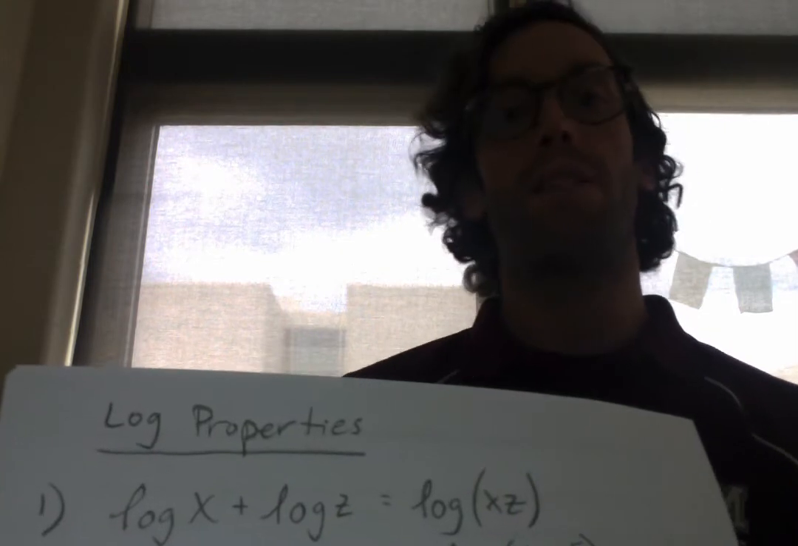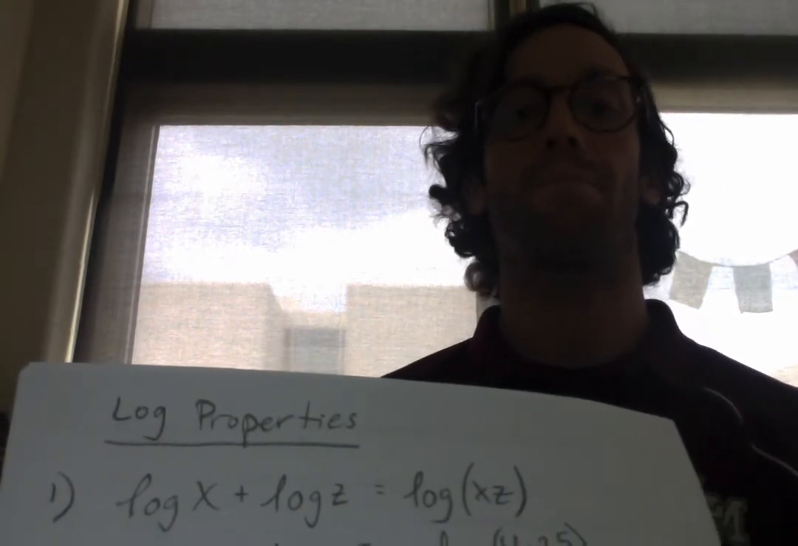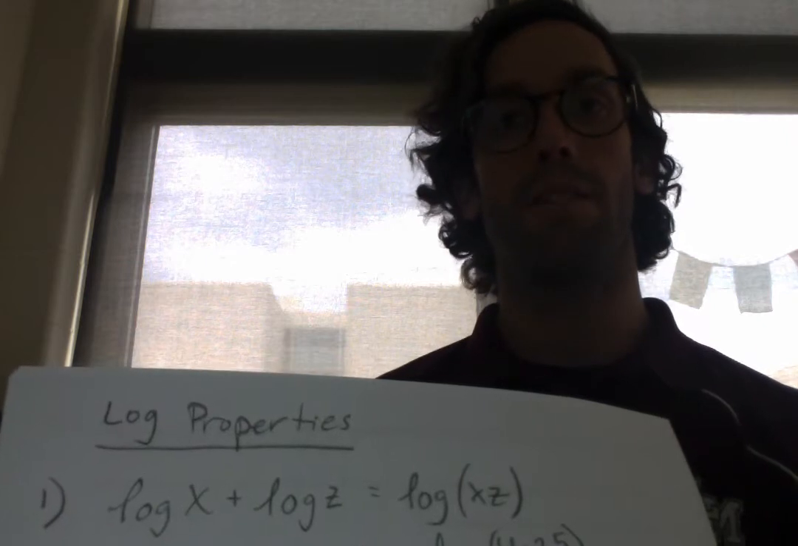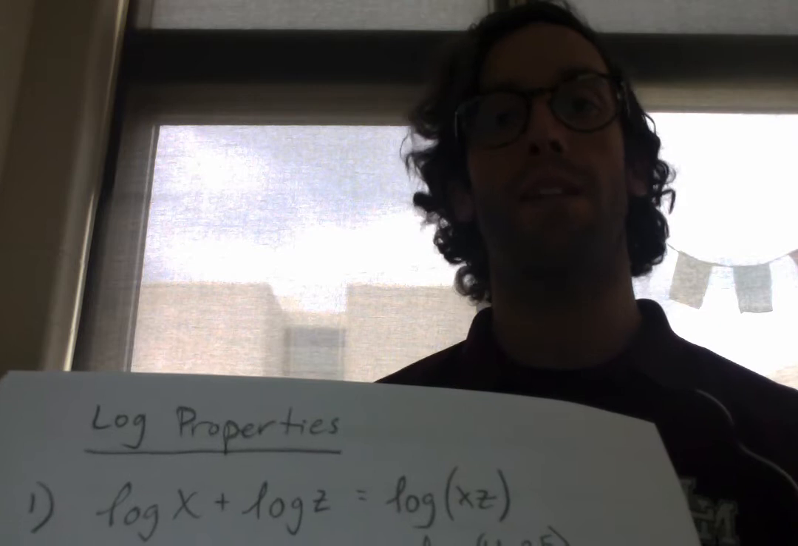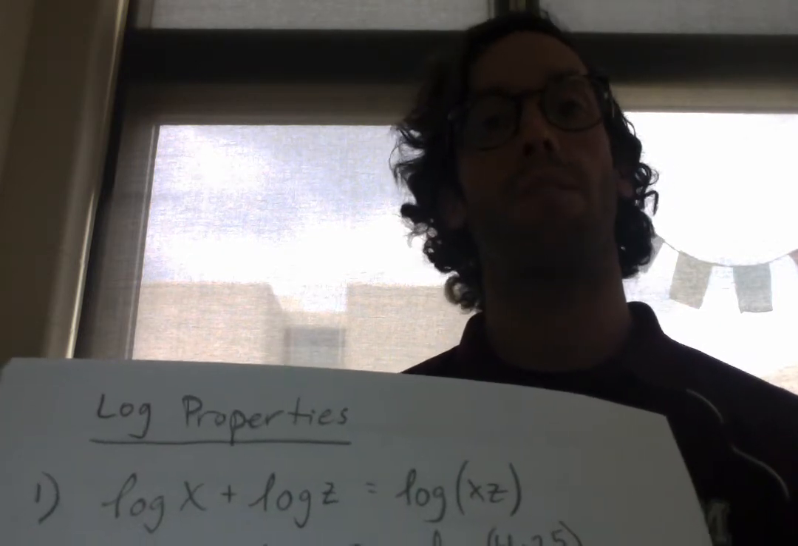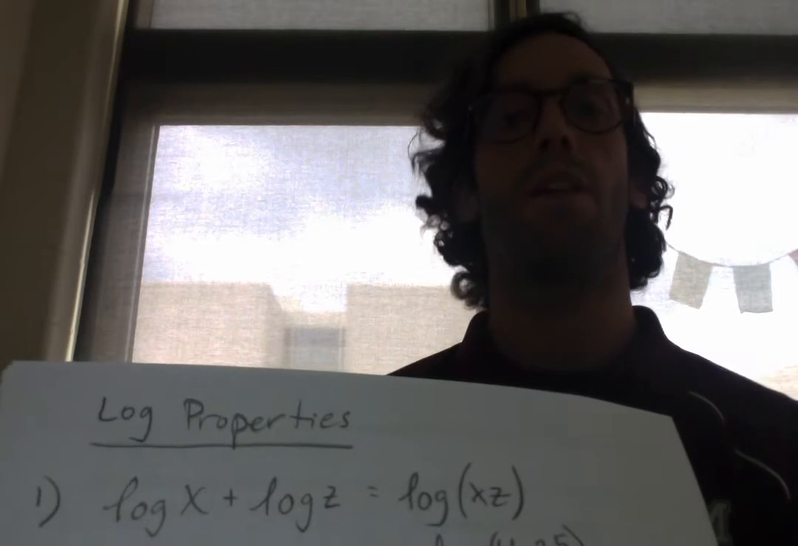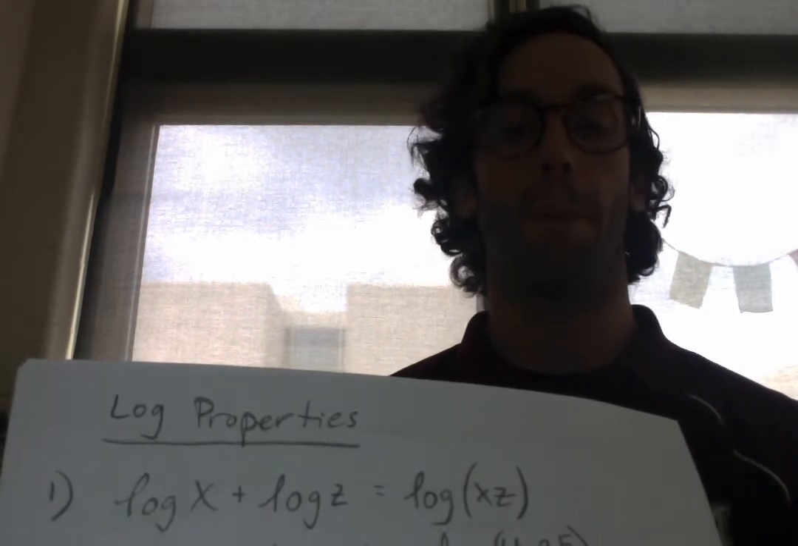But no matter what the base is, in this case it's base 10, but it really does apply to any base. Okay, as long as the bases are the same, that is, log x plus log z is going to equal log of the product x times z. Okay, so you can condense the sum of two logarithms to a single logarithm by multiplying the two arguments and condensing them into one. Here's an example.